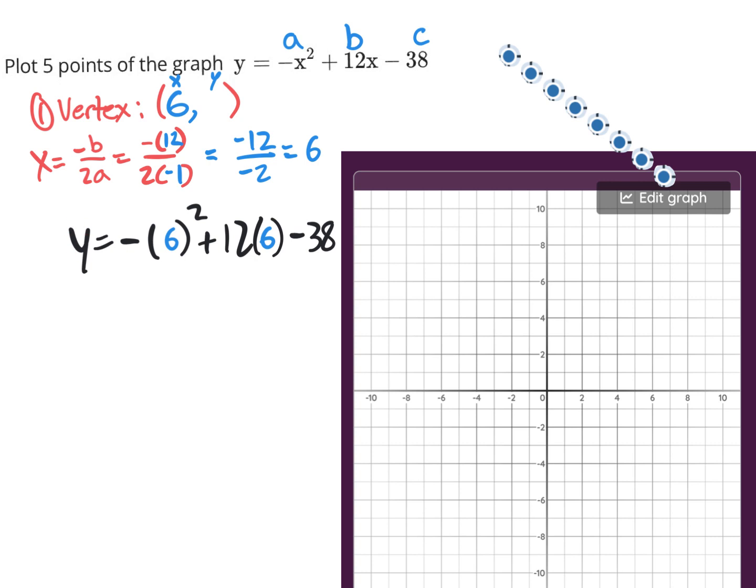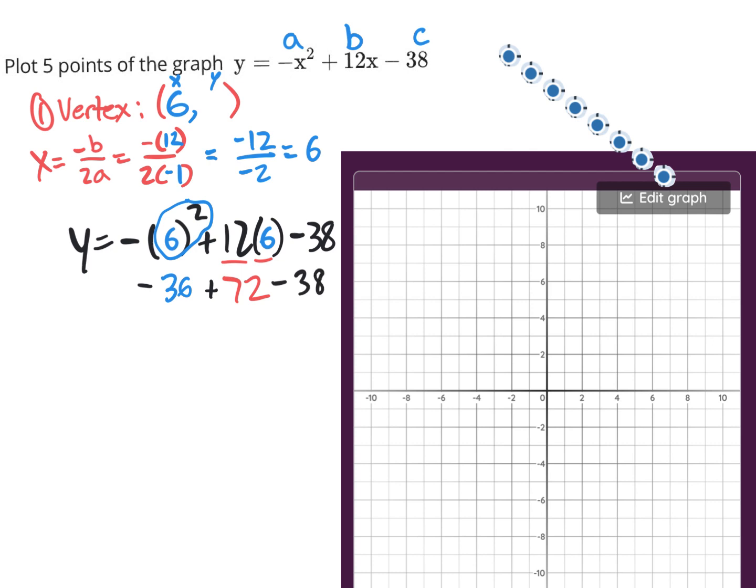If you don't want to use a calculator, start with exponents. Now, this is a positive 6 squared. That is 36. 6 times 6 is 36. Now, yes, it does have a negative sign that you're going to bring down. And then from there, you're going to multiply the 12 times 6. That's 72. And it is a positive 72. And of course, you bring down the minus 38.